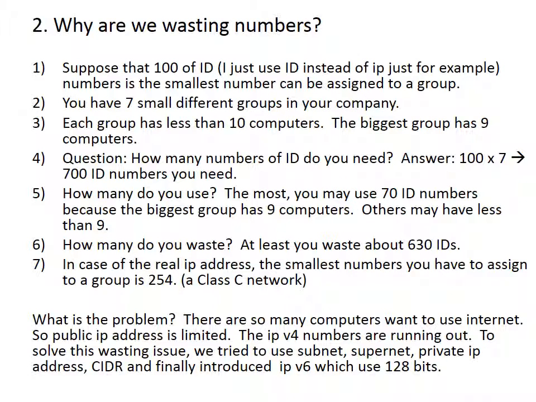Suppose that 100 ID numbers is the smallest number that can be assigned to a group. I just use ID instead of IP for example. Suppose that you have 7 small different groups in your company. Each group has less than 10 computers. The biggest group has 9 computers. Question: how many ID numbers do you need? The answer is 100 x 7 equals 700. You need 700 ID numbers for your company.